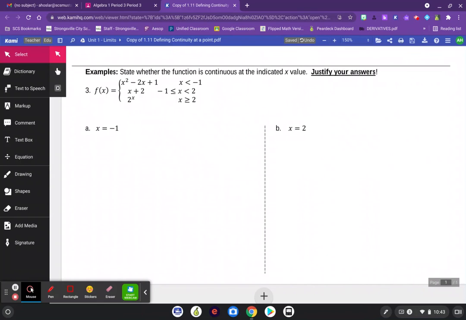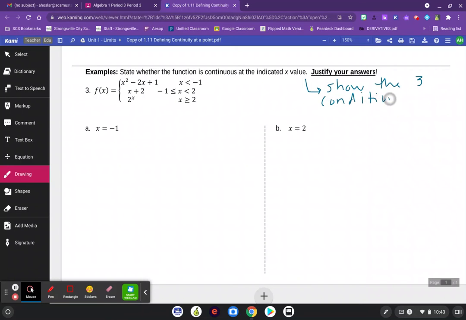Okay? So this is what I'm going to do. I'm going to show you how to do this using 2 examples. And your job is to complete a Delta Math assignment related to graph discontinuities and determining whether a function is continuous or not, graphically or algebraically. So state whether the function is continuous at the indicated x value. Justify your answers. Justify your answers means that you want to show that the 3 conditions are met or not met. Okay? So you have to work through those 3 conditions.